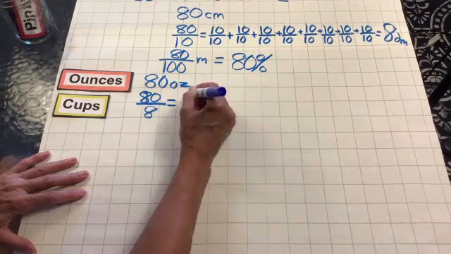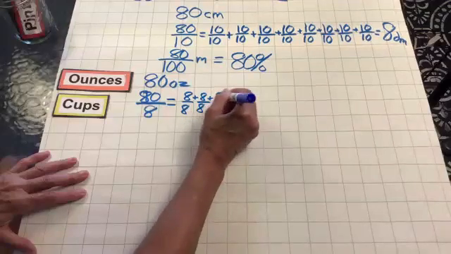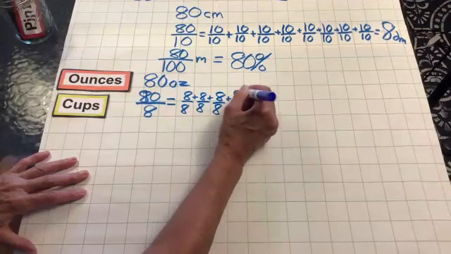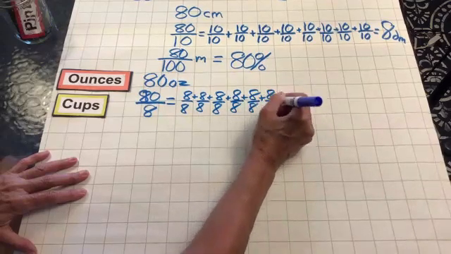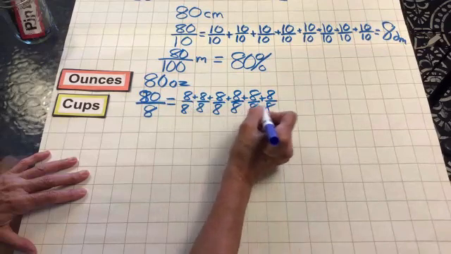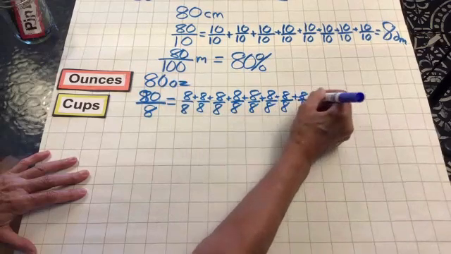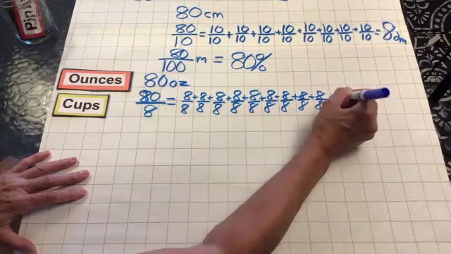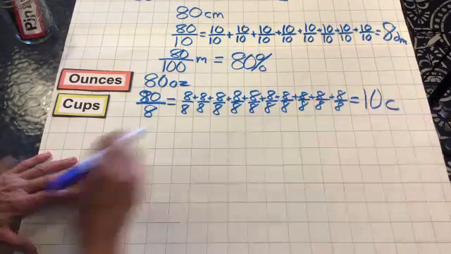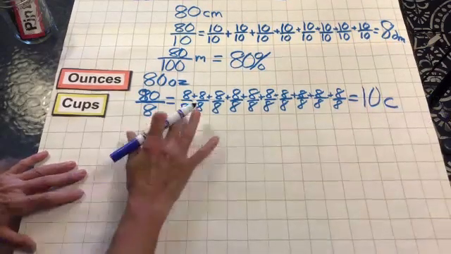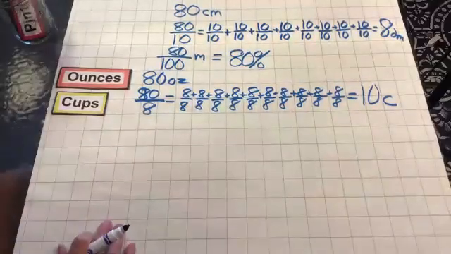And let's break it into 10 eighths. So there's 8 plus 8 plus 8 plus 8 plus 8 plus 8. That's 1, 2, 3, 4, 5, 6, 7 eighths, 8 eighths, 9 eighths, 10 eighths. So that means we can get 10 cups out of 80 ounces. 1, 2, 3, 4, 5, 6, 7, 8, 9, 10. Boom. All right, let's go for pints.